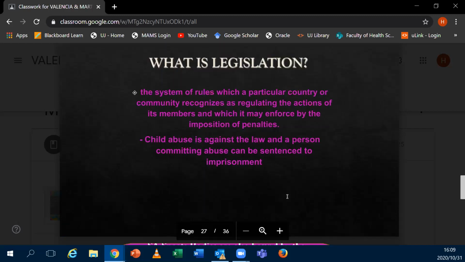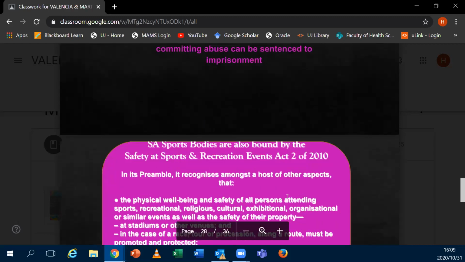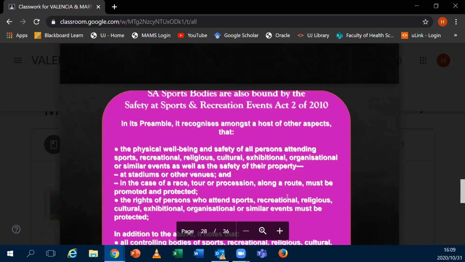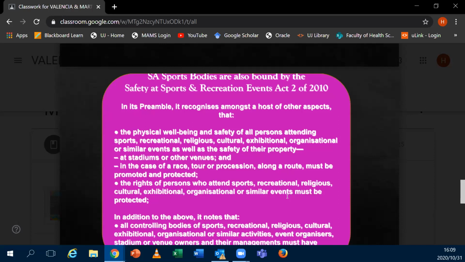Okay, so basically, in terms of the safety at sports and rec events, the Act of 2010, every single sports federation has to ensure the physical well-being and the safety of every single person that is participating at a particular event.